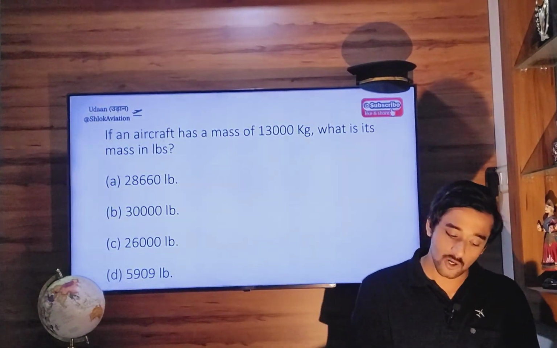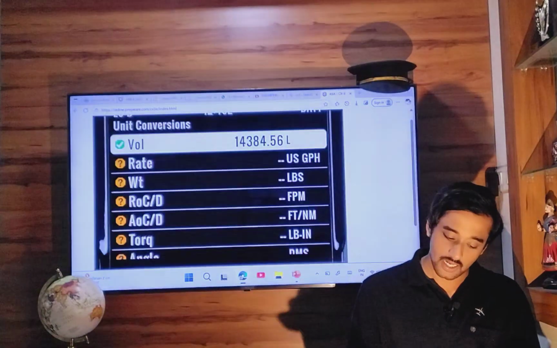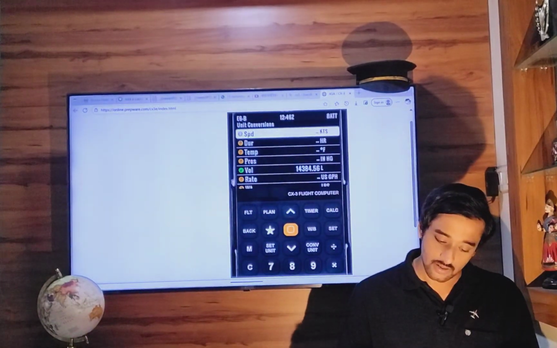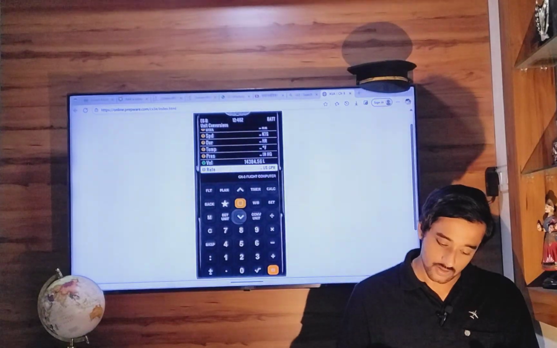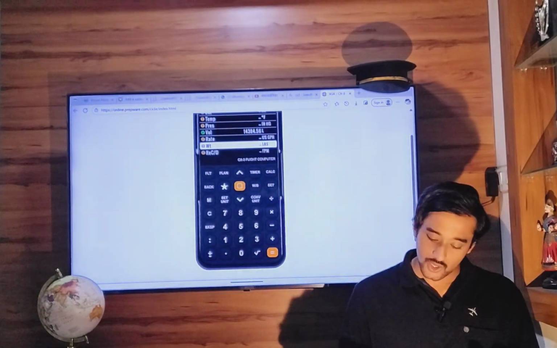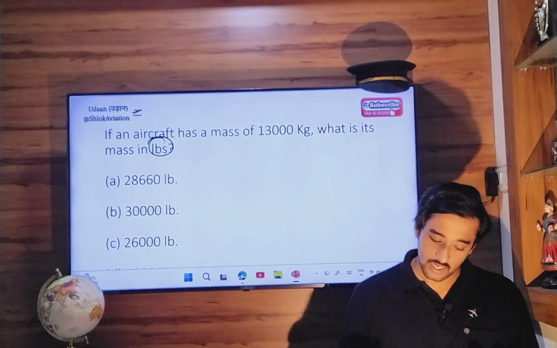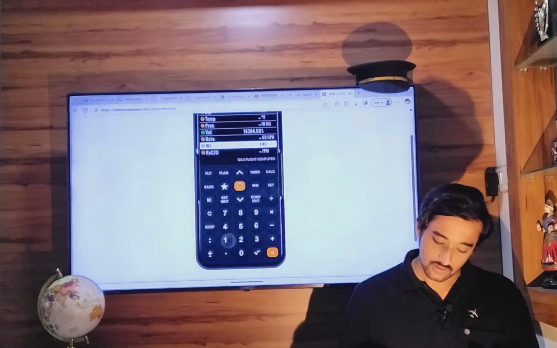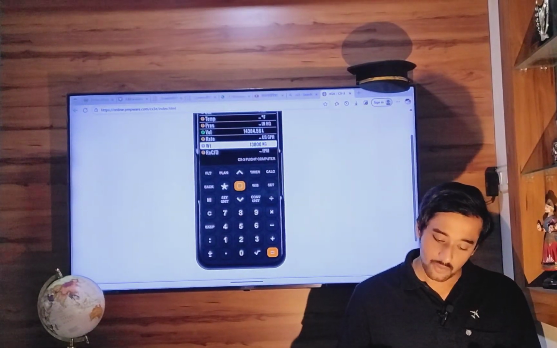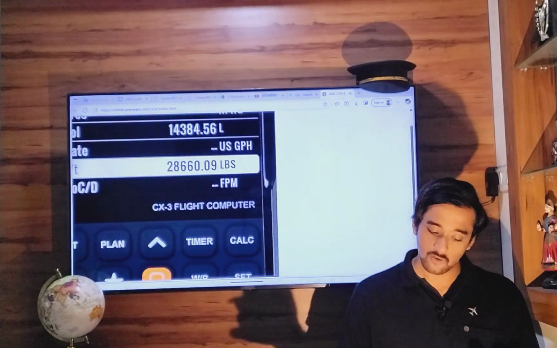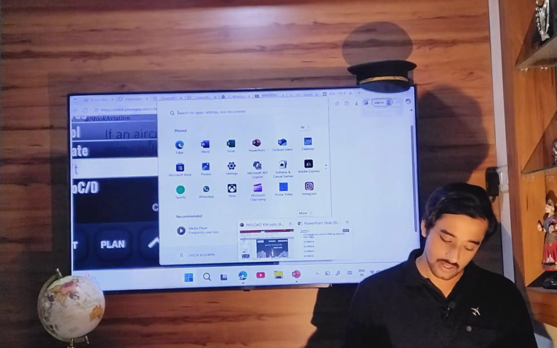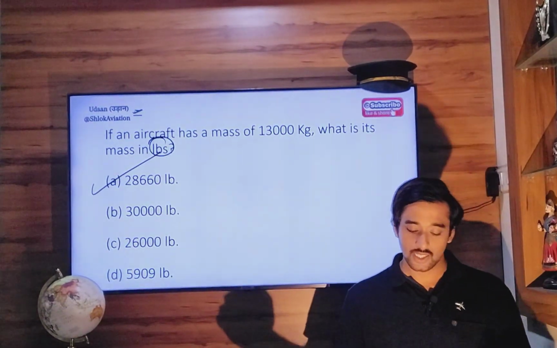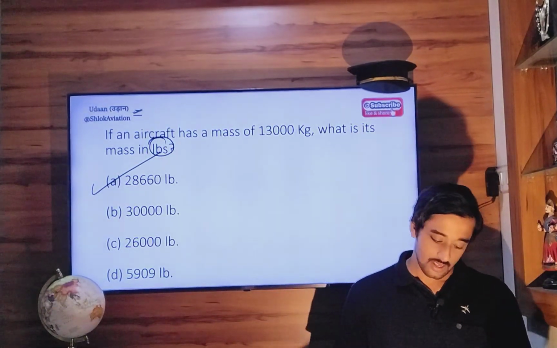Next. Aircraft has a mass of 13,000 kg. Convert this in terms of pounds. Go to CX3. So weight is 13,000 kg. Now press the convert unit button. In terms of pounds, it is equal to 28,660. So option alpha.